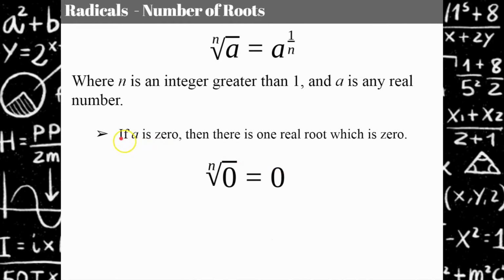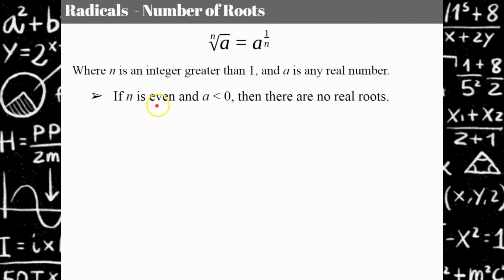Here's another one. If a is 0, then there is one real root, which is 0. Okay? 0 to any index is 0. Well, any index greater than 1. You're not going to see an index of 0. You're not going to find the 0 root of something. That has no meaning to it. So n has to be greater than 1. So the square root of 0 is 0. The cube root of 0 is 0.